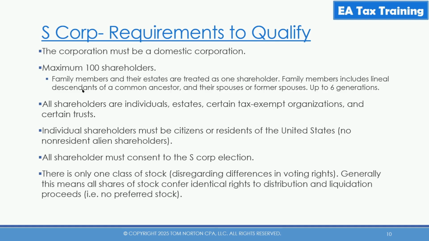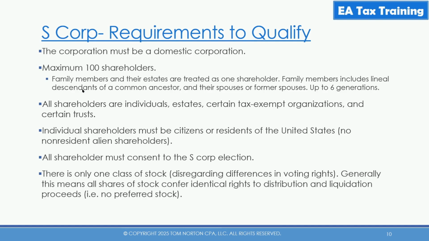6 generations. So lineal descendants, we're talking about, for instance, grandparent, their child, the grandchild, the great grandchild, all the way up to 6 generations. All of them and their spouses, including former spouses, all count as just one taxpayer when you are adding up your 100 maximum. And then all shareholders must be individuals, estates, certain tax exempt organizations, and certain trusts.